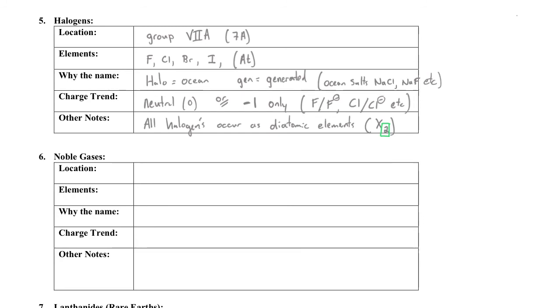One additional note about the halogens is that they all occur as diatomic elements. So if you go out there and you find some fluorine or some chlorine, you would find that there are two atoms in each of those molecules of the element. And now we come to almost the last group that we're going to talk about. That is the noble gases.